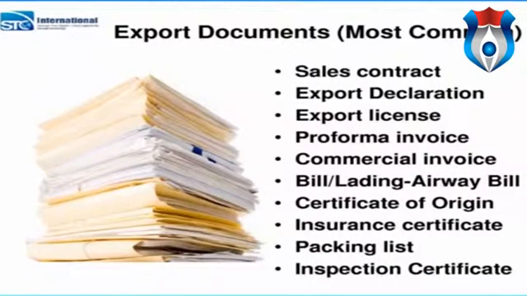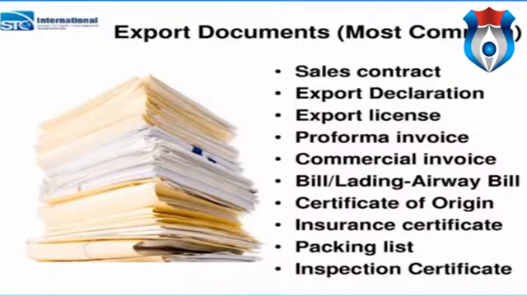Insurance certificate is a policy that will cover the loss or damage of goods during shipment. A packing list is an itemized list of goods, including identifying the number of packages that are being shipped. Inspection certificate is required by some countries or by some importers as well, that verifies the specification of goods, including the price. Remember that exporting is all about documents.